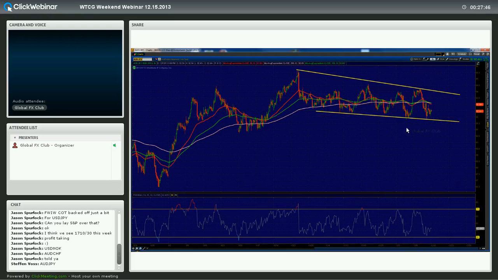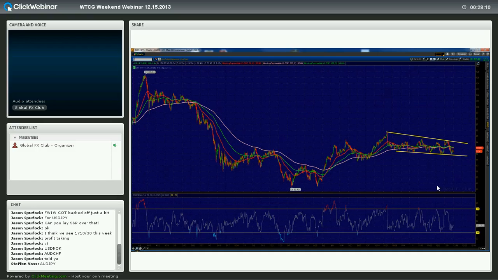So if we see another trip back down to about 91.85, I'll buy it again. Just because I know I can have a 30 pip stop and a 200 pip target, and it makes perfect sense. So if we get back down, I'll buy it, and if we get up towards 94, I'll sell it. Up until that point, I'm going to ignore it while it's in the middle of its range.